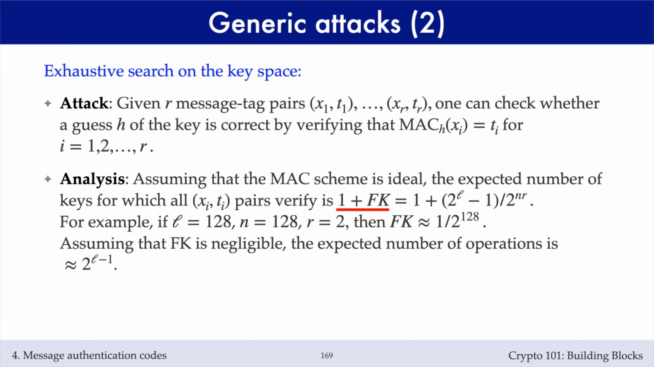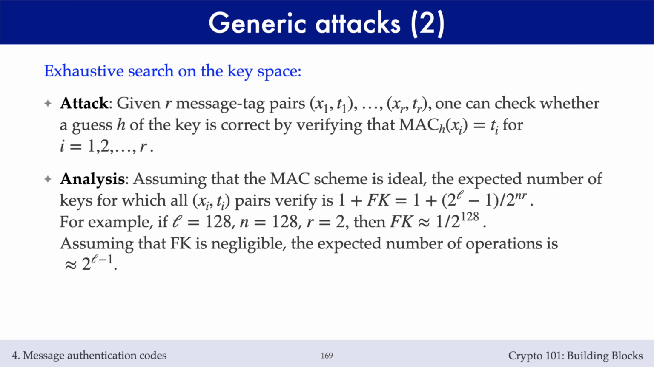1, which is for the actual secret key, which was used to generate these r message tag pairs, plus the number of false keys. The number of false keys is the total number of keys, except the actual secret key, times the probability that any one of these keys produces tag t1 for x1 and tag tr for xr. And so, we need to choose r so that this number of false keys is essentially 0.